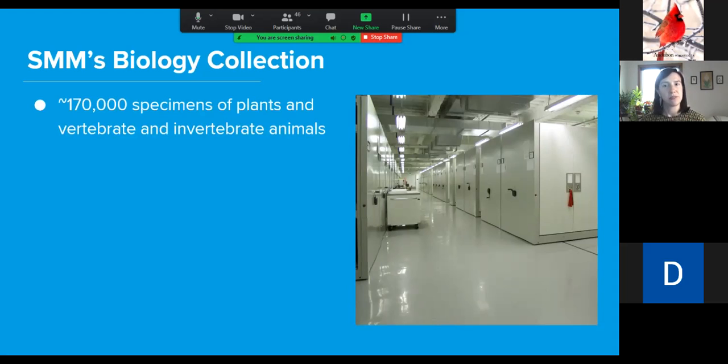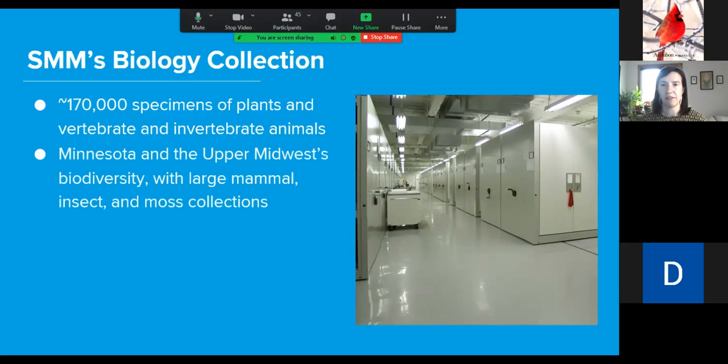The collection is mostly from the 1960s and on, but we do have some older things in there, and focuses on the biodiversity of Minnesota and the upper Midwest, but we do have representatives from Antarctica, the Arctic, Mexico, and a few other places around the world. Our specimens are housed in the vault shown here, along with our anthropology and paleontology collections, and they're cared for by me, a collections manager, head of conservation, and a registrar. So it takes a lot to keep these collections going.